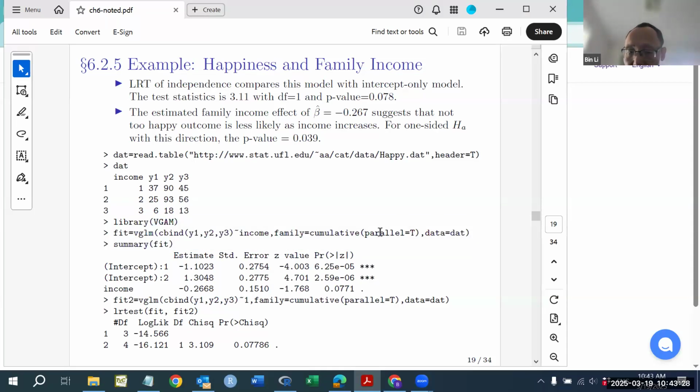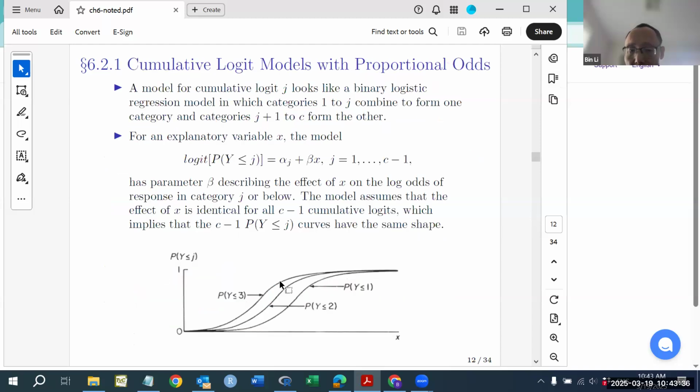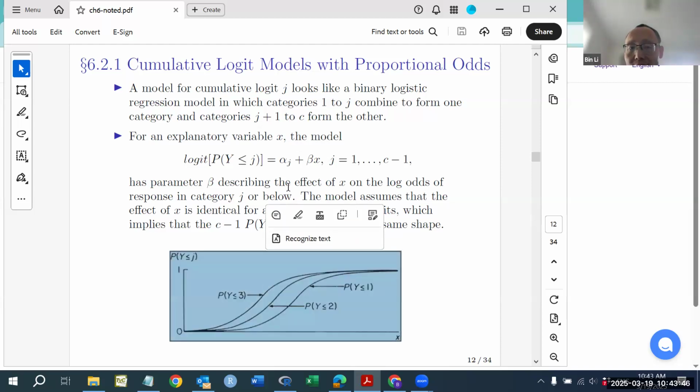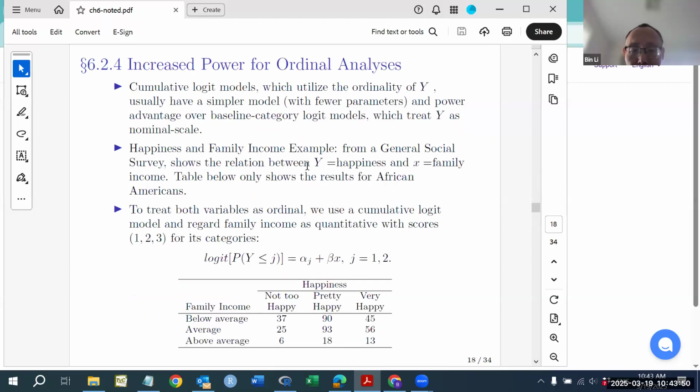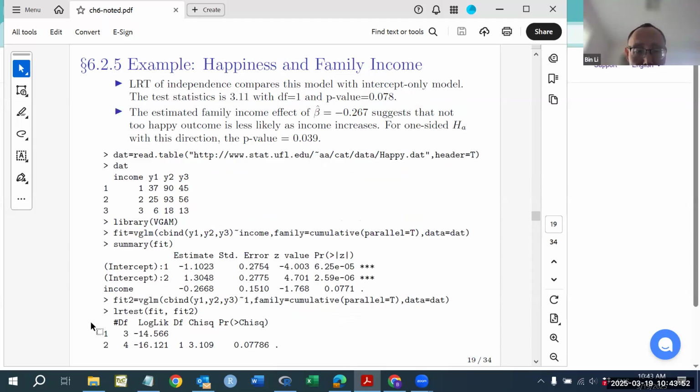Don't forget, we have parallel equal to true. That's for the proportional odds. That means all these curves are parallel, right? Parallel means if I shift this one to here, they perfectly match. And same thing here, okay? So that's what parallel means. So we have these models.